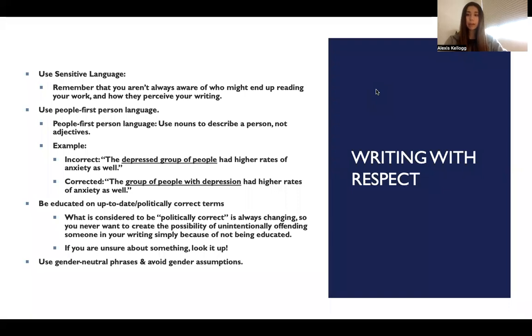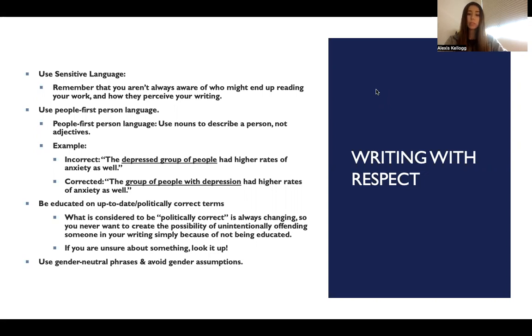We also need to be writing with respect. To do so, we must use sensitive language. Keep in mind that you don't always know who may be reading your work, and you don't know how people will perceive your writing. The people reading your work may have different backgrounds or experiences, and that could potentially cause them to view some things as offensive, even if you didn't mean them to be.